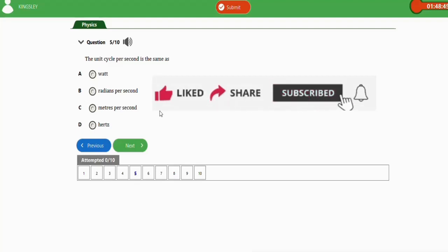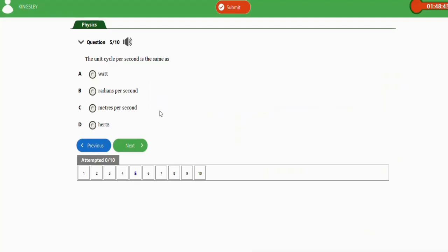It says the unit cycle per second is the same as, I think we have attempted a similar question like this. So the correct option here is option D, which is Hz. Hz is a unit of frequency. So that's the correct option here, option D.